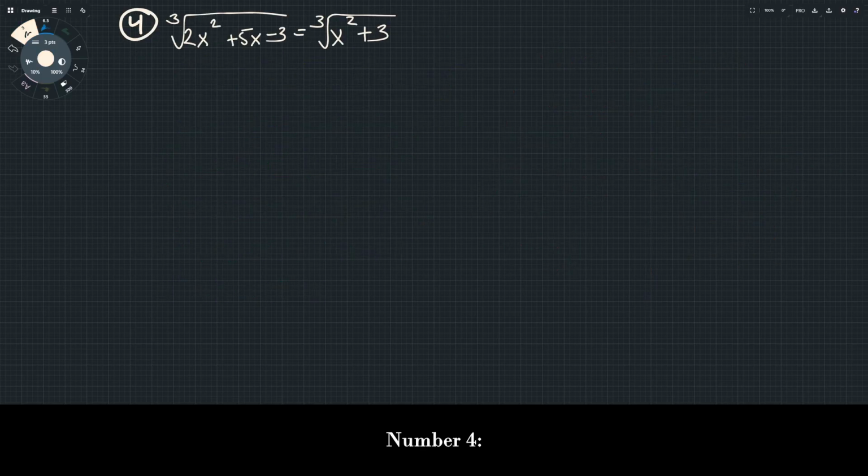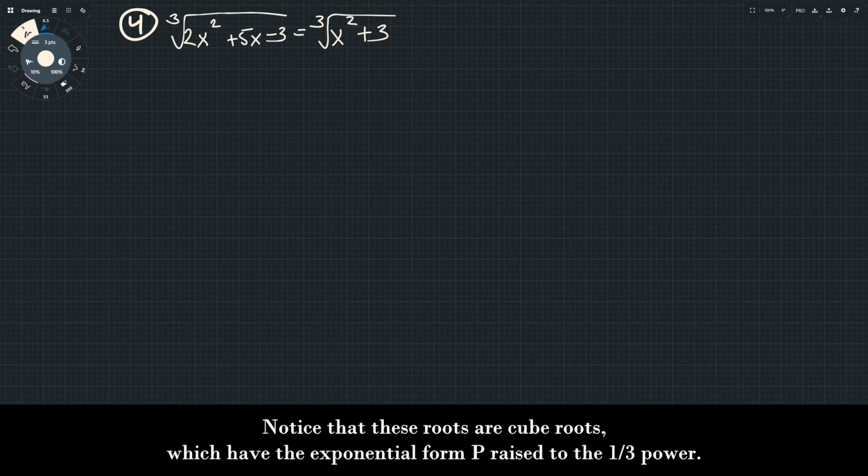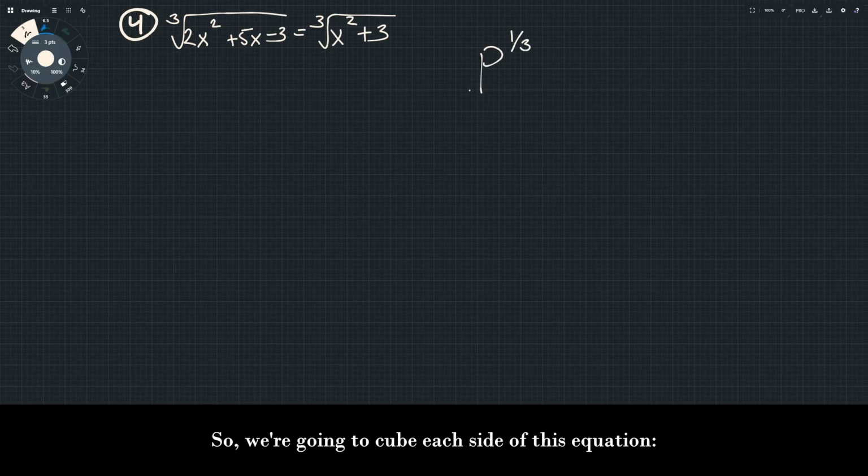Number 4. The cube root of 2x squared plus 5x minus 3 equals the cube root of x squared plus 3. One last example. Notice that these roots are cube roots, which have the exponential form of p raised to the 1/3 power. So we're going to cube each side of this equation. This gives us 2x squared plus 5x minus 3 equals x squared plus 3.